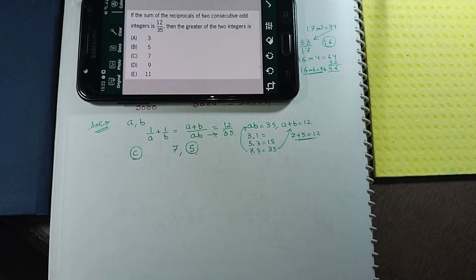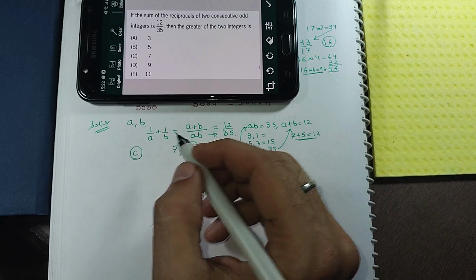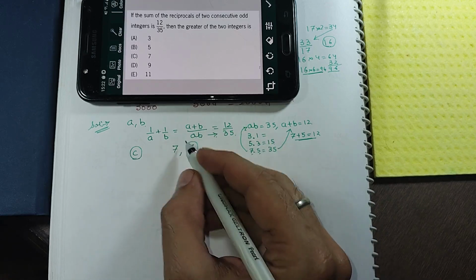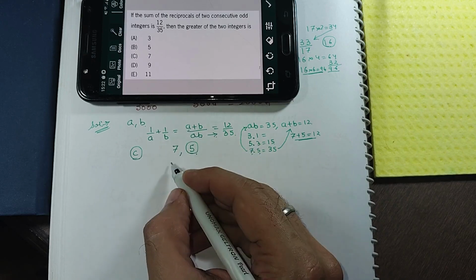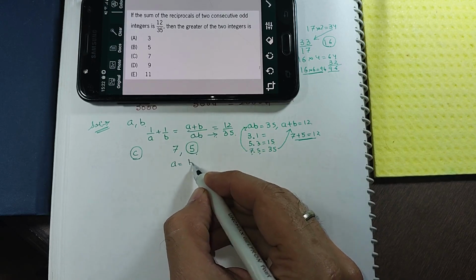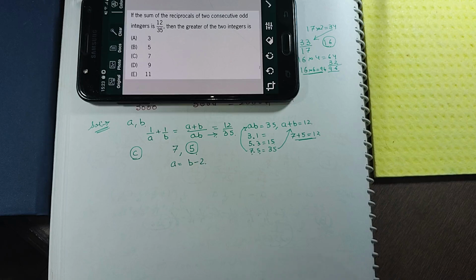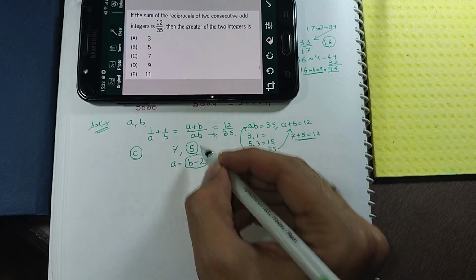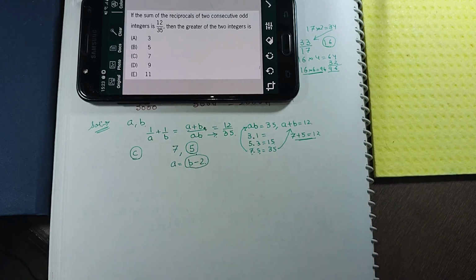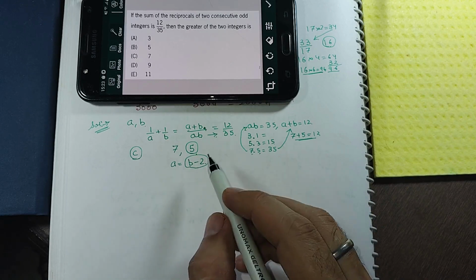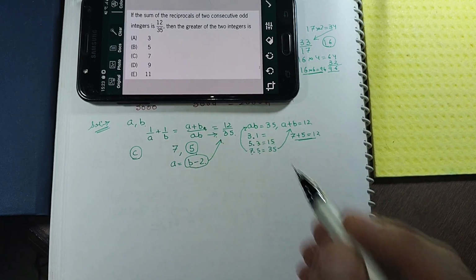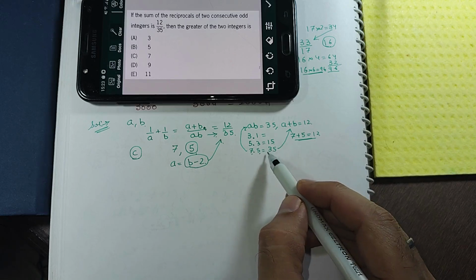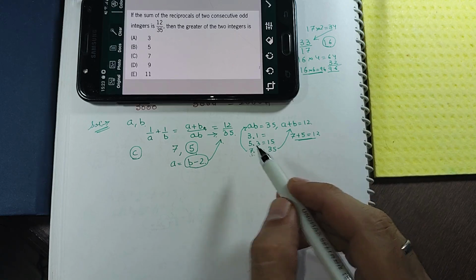Now let us suppose this kind of question doesn't occur like this. In that case you would need to put the value of b. Let us suppose a is the bigger of them, so a is equal to b minus 2. You will substitute this value in terms of b, and the whole equation will reduce to a single variable, and then you can solve this question also. But here by mere analysis we find that the greater of the two integers is 7.